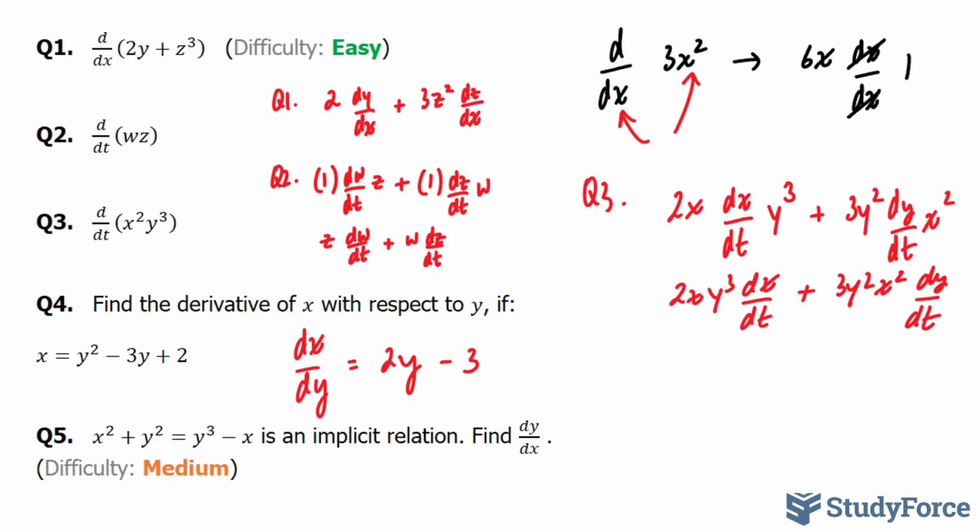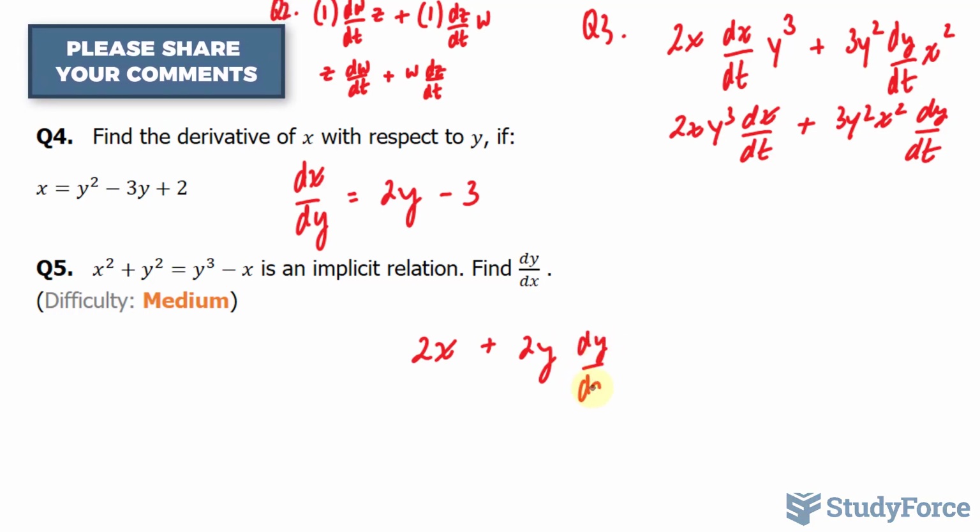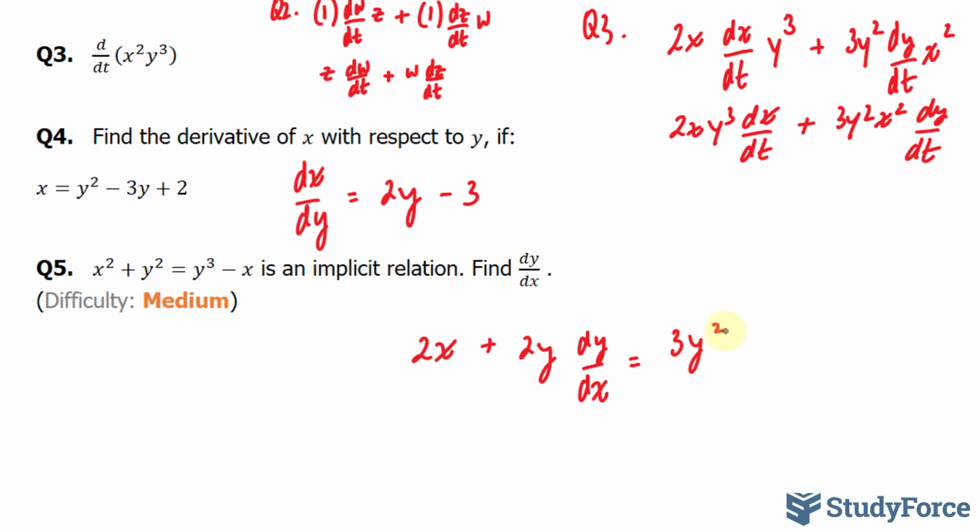Moving on to our last question in this lesson. We have to implicitly differentiate the expression x to the power of 2 plus y to the power of 2 is equal to y to the power of 3 minus x. And it's in terms of x. This one becomes 2x with nothing beside it. This becomes 2y dy over dx. This becomes 3y squared dy over dx. And this simply becomes negative 1.